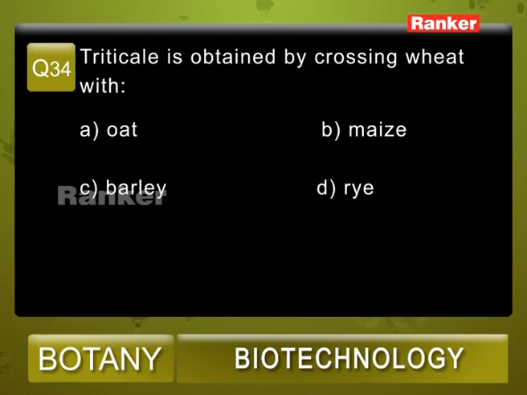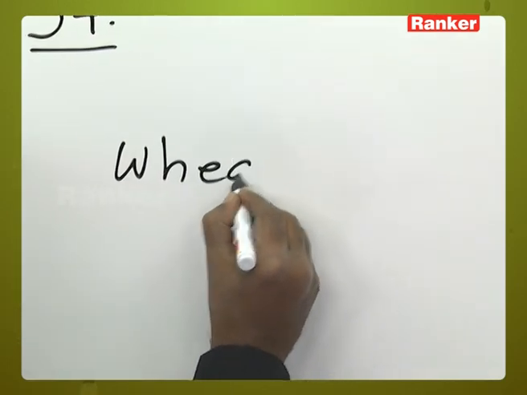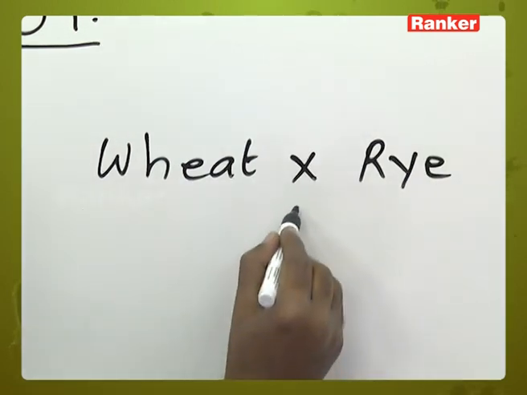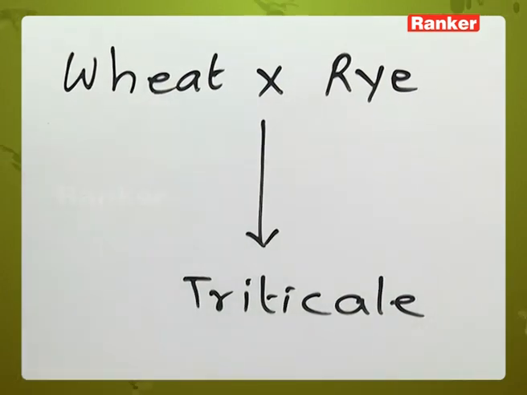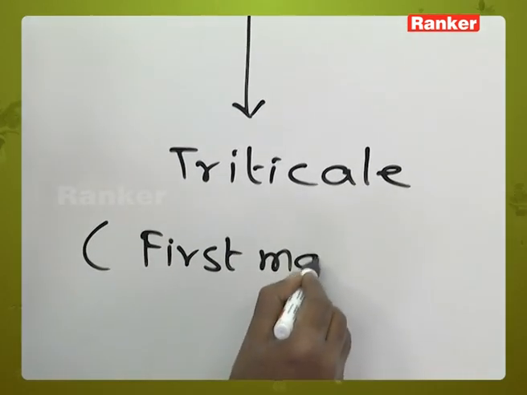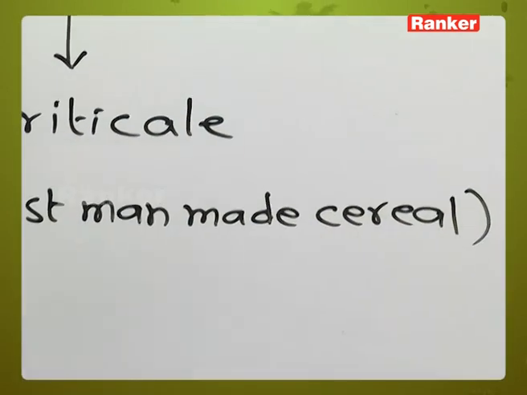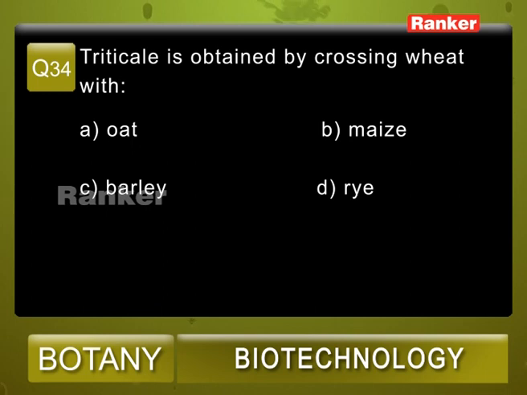Question number 34. Triticale is obtained by crossing wheat with A. oat, B. maize, C. barley, D. rye. When we take wheat and cross it with rye, we get Triticale, which is the example of the first man-made cereal. So, among the choices, the right answer is D.